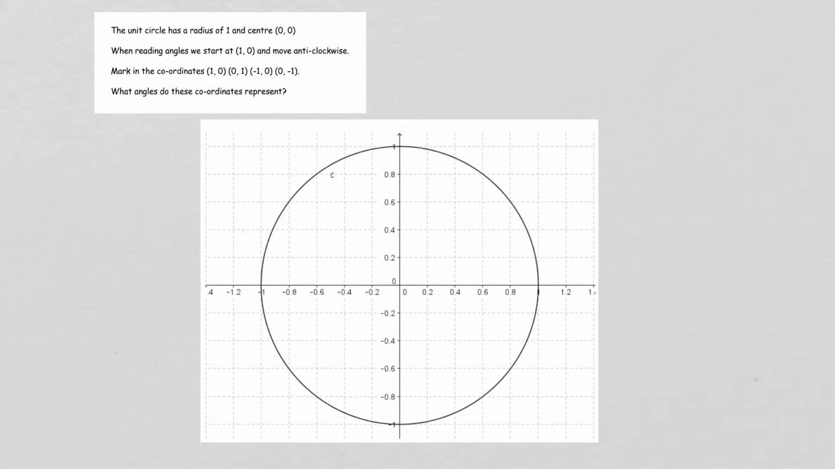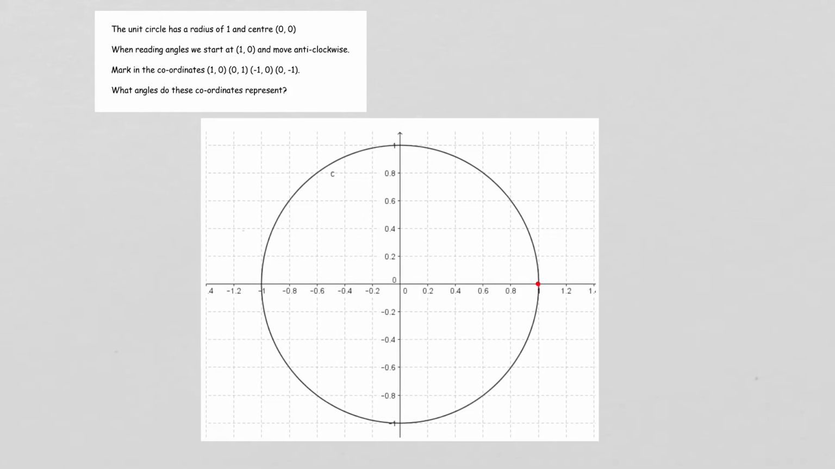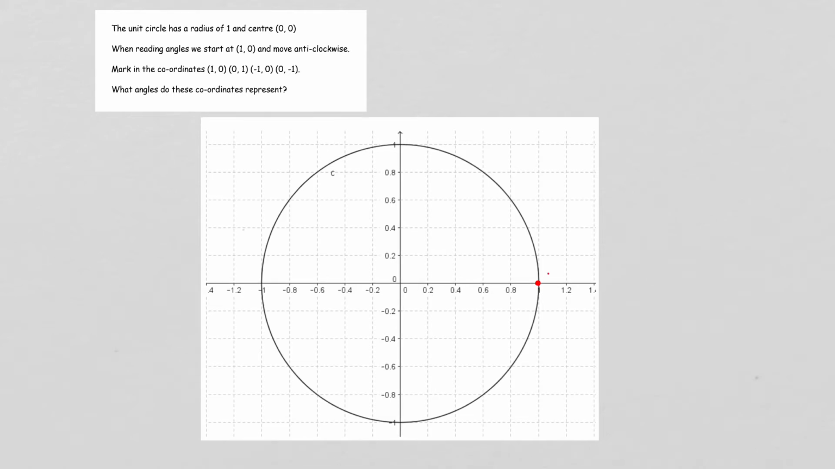Okay, so the unit circle has a radius of 1 and a centre of 0, 0, and when reading our angles, we always start at this coordinate here on the x-axis, and we move in an anti-clockwise direction. The coordinate that I've just marked on my unit circle, I've gone out a distance from the centre of 1 unit, because the radius is 1, and I've gone up a distance of 0. And as I move in an anti-clockwise direction.